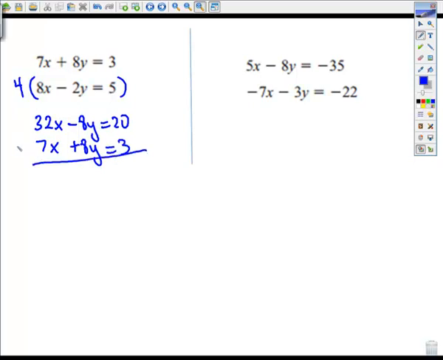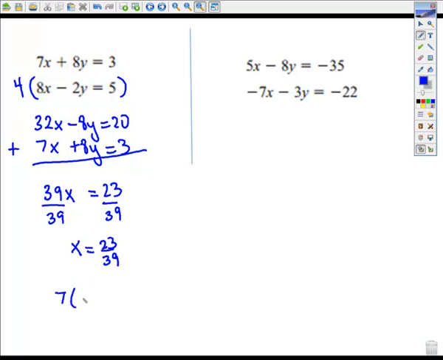I have the exact same terms, so I'll add. 32 and 7 ends up giving me a 39x equals 23. I will divide by 39. So it looks like x equals 23/39, which is okay. I mean, it's not my ideal answer, but that's perfectly okay. We're going to substitute this in.